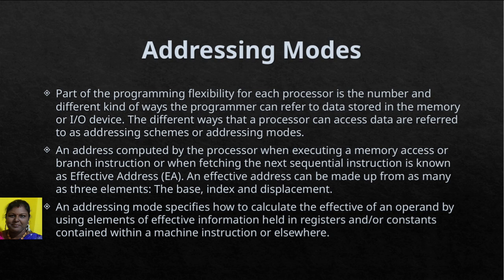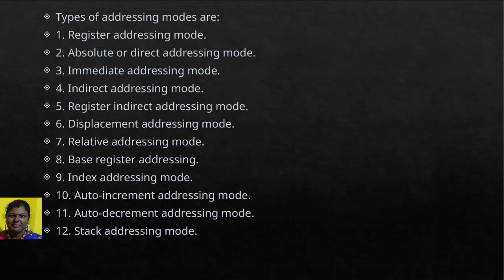When we talk about addressing modes, we're really looking at the different ways a processor can access data. There are 12 key types to keep in mind. They range from register addressing, where data is right in the processor's registers, to more complex modes like indirect or displacement addressing, which involve memory locations calculated on the fly. Some modes even adjust pointers automatically, like auto-increment or auto-decrement. Each mode offers a unique way to handle data, making the processor more flexible and efficient.